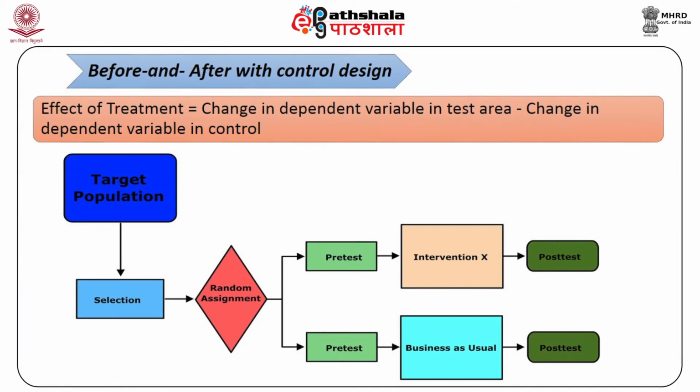The target population is selected and there is random assignment of the target population to the pre-test conditions. Both the groups of the pre-test conditions are measured, but in one of them, which is also called the test group, intervention is introduced, whereas the other group is not exposed to any intervention, and then the post-test measures are taken.